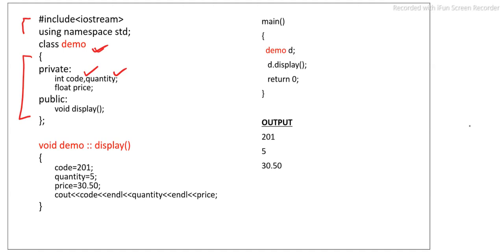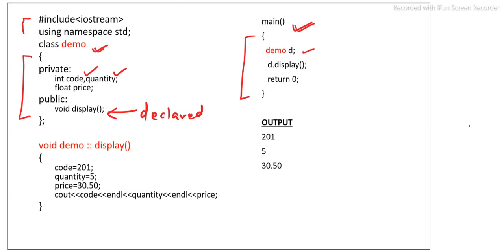And we have declared a public member function here. Remember, we have only declared it here. We have declared the member function display under public inside the scope of the class, but the definition of this function is present outside the class. Here is the main function. Within the pair of curly brackets we have created the object d of the demo class. Then we are calling the member function display using d dot display.